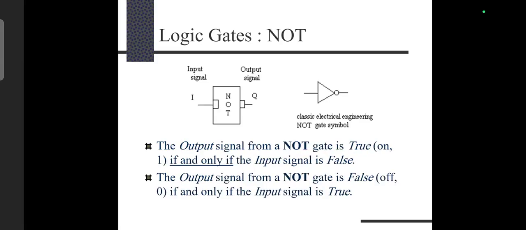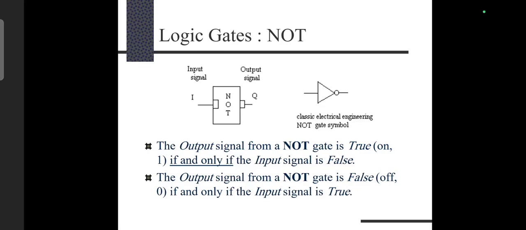So the next most important gate is the NOT gate. You can see the block level as well as the symbol representation. The block level representation is given on the left-hand side. It has a single input and a single output. That is the main difference between a NOT gate and another gate: it accepts only one input. And the classical gate symbol representation, which is used in electrical engineering circuits, is given on the right-hand side. Next we will discuss the logic.